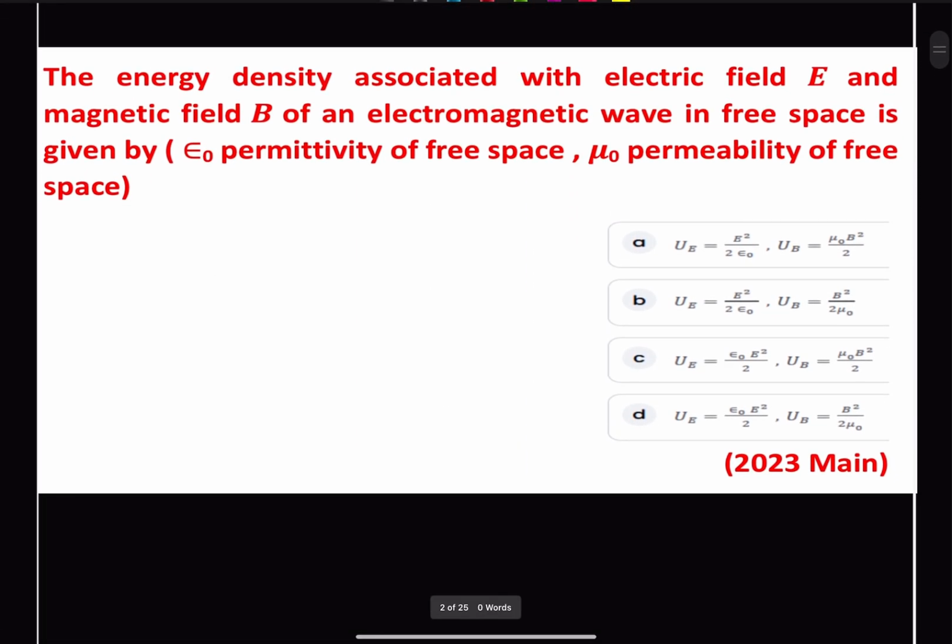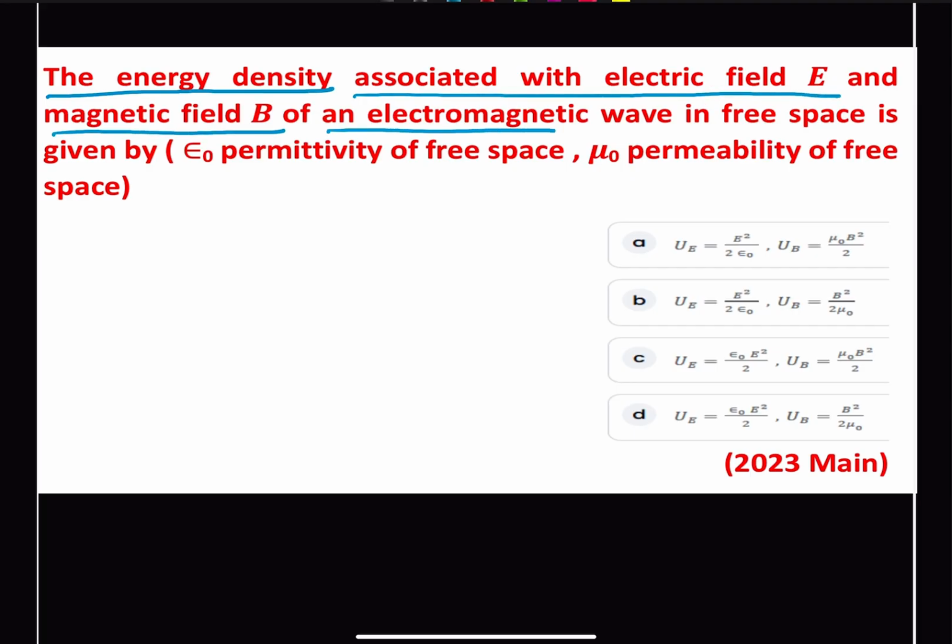So the first question states that the energy density associated with electric field E and magnetic field B of an EM wave in free space is given by, where epsilon naught is the permittivity of free space and mu naught is the permeability of free space. So this question is directly based on the formula itself.